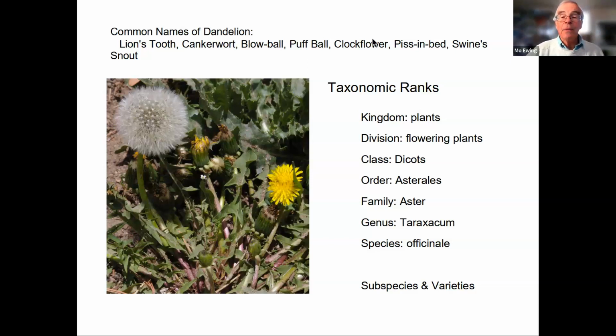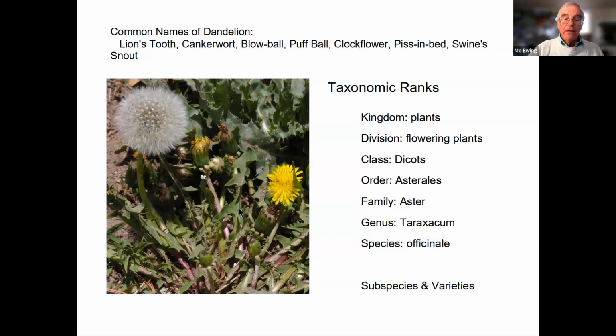So the Latin name isn't even on here yet. Each plant was given two names in Latin, the first one being the genus name, and that would be Taraxacum here, and the second one being the species name. And so this is Taraxacum officinale.